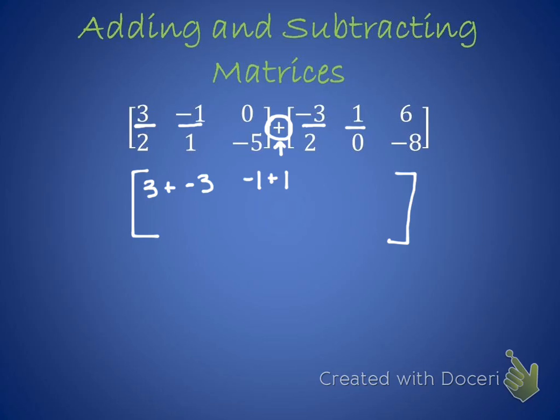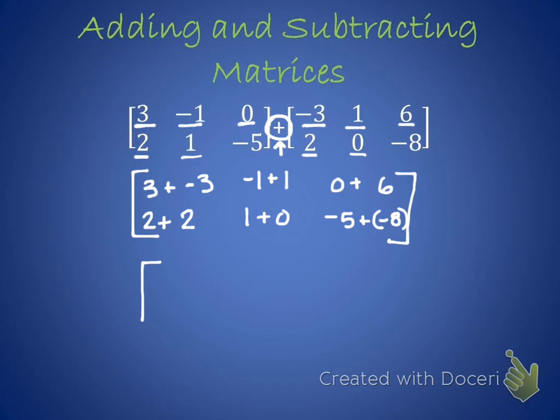Then you're going to do the same thing for every number. 0 plus 6. And we go down to the second row, do the same thing. 2 plus 2. Then we're going to do 1 plus 0. And lastly, -5 plus -8. Now, all I've got to do is add these together, and that is my answer.